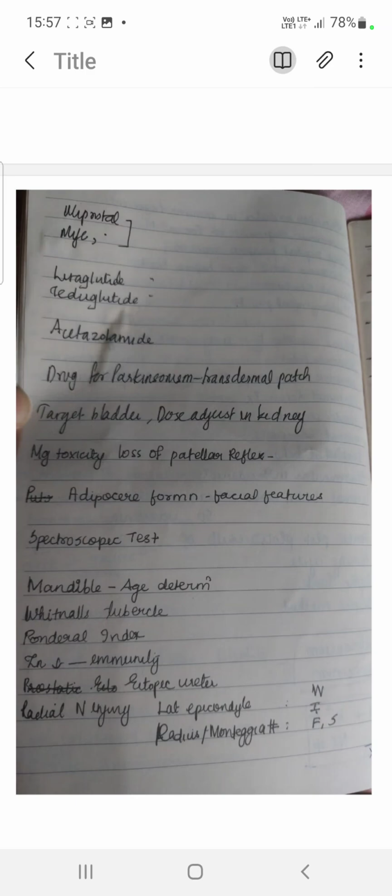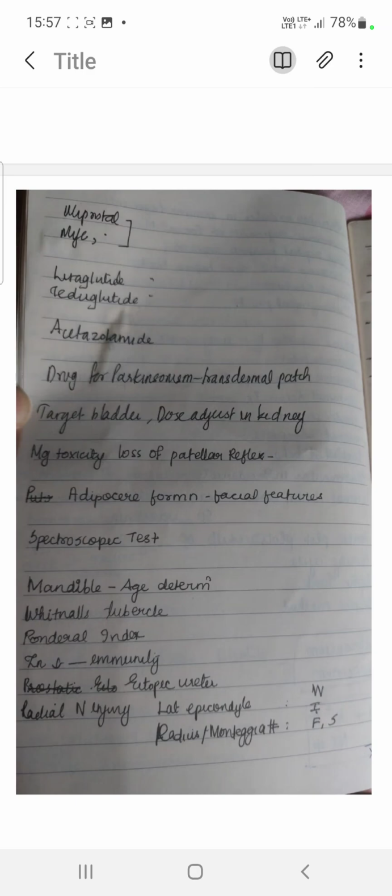Mandible angle is obtuse for infant and elderly, whereas it's acute for adult. So how can you identify the age? Look at the mandibular foramen. In children it is below, middle in adult, above near the alveolus in elderly. Whitnall's tubercle, it is lateral. Ponderal index is actually gram per centimeter cube. Zinc deficiency decreases cell mediated immunity.